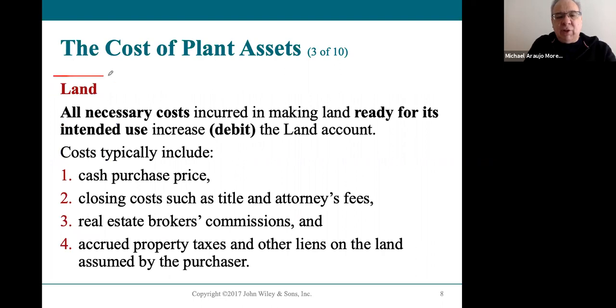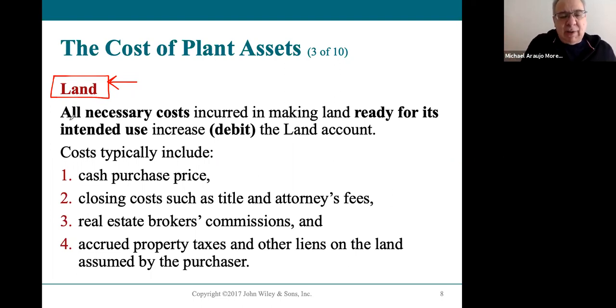When you look at each individual asset account, we're going to start with land and go through a series of specific accounts. Land is something that lasts forever. Okay, the earth has been around for some time, I hear. And so, land we assume is always going to be useful to a company. And so land is in this weird category where it has an unlimited useful life.